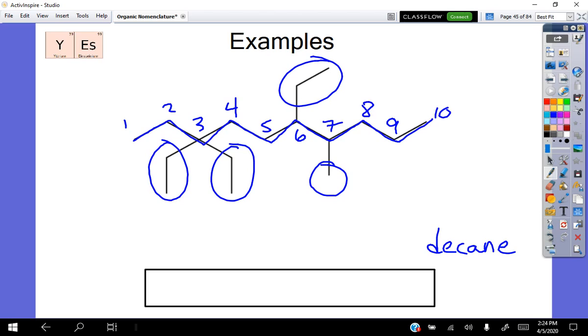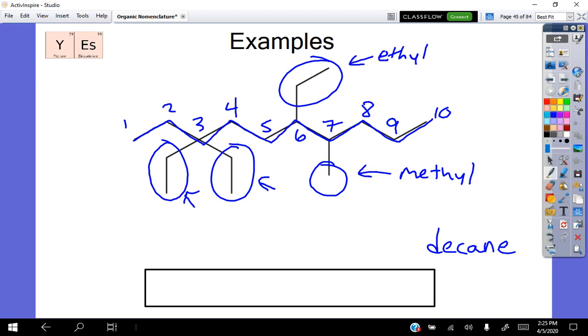Now I have 2 types of groups here. I've got a methyl group here. I've got an ethyl group because there's 2 carbons, and then these are also both ethyl groups. So remember, when you have multiple of the same group, you need to combine them using a prefix. So ethyl, since there's 3 ethyl groups, we're going to make it triethyl.